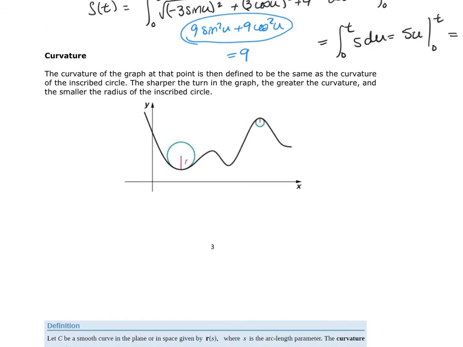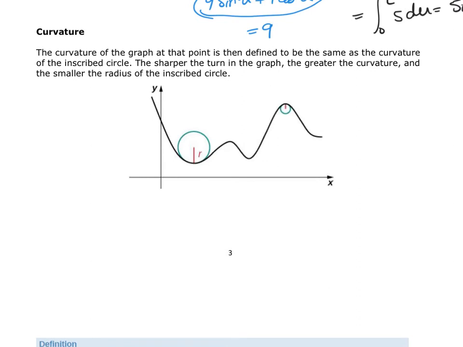Let's talk about curvature. Curvature is how sharp of a turn we have on our graph. So if this represents a road and you're driving along the road, say this road is like, I don't know, 60 miles an hour. This turn would slow down to probably about 50. This one would slow down to probably about 40. This one would probably slow down to about 25. And this one would probably slow down to about, I don't know, 35.